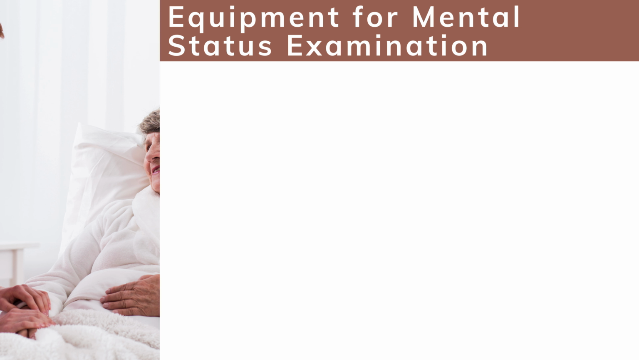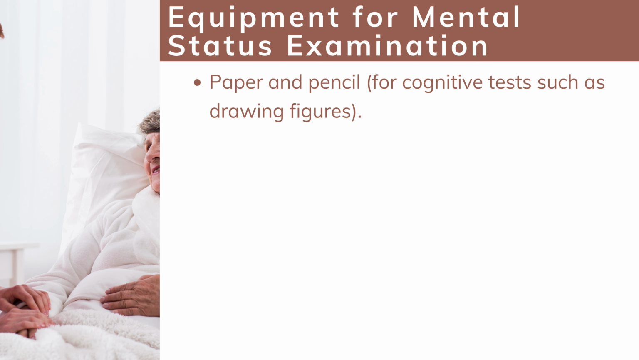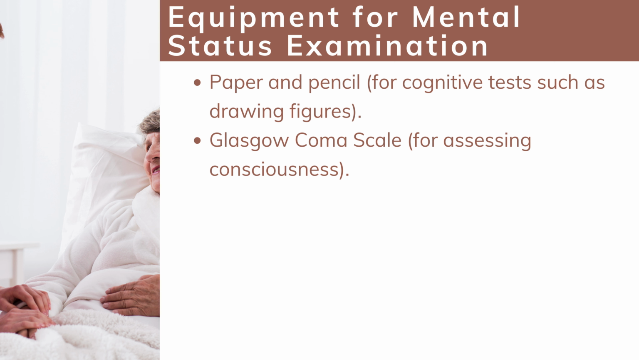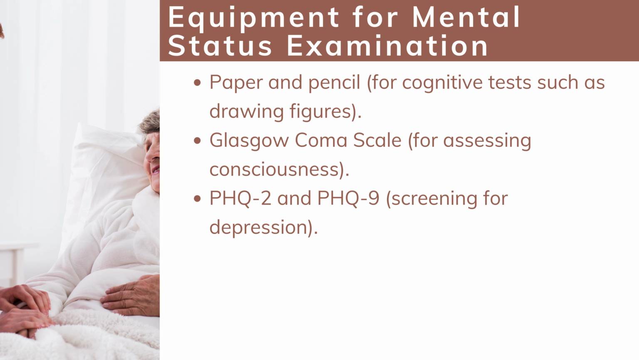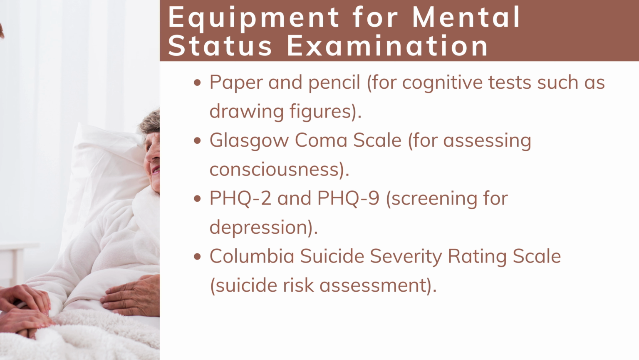For objective mental status assessment, we use several essential tools, including paper and pencil. These are used for cognitive tests such as drawing figures or recalling words. The Glasgow Coma Scale. This assesses the level of consciousness using eye, verbal, and motor responses. The PHQ-2 and PHQ-9, which are used for depression screening. The Columbia Suicide Severity Rating Scale could also be used to evaluate suicide risk in patients.